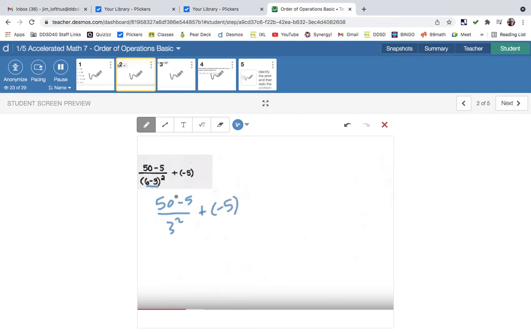The next thing I'm going to do is 50 minus 5, or excuse me, I can do two things in one step. I can do 3 squared, that's 9. I can do 50 minus 5, that's 45, but I have to write that down so I don't lose this division sign. Plus a negative 5. 45 divided by 9 is 5. 5 plus a negative 5 is equal to 0.